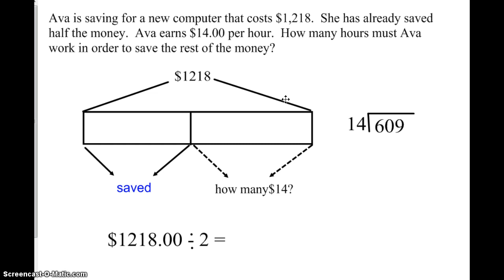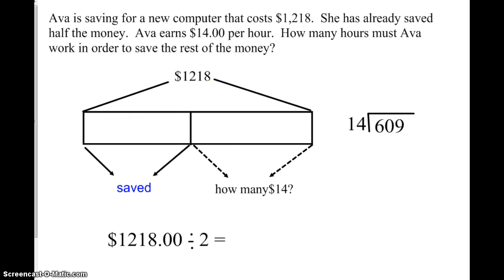So here we go. Ava is saving for a new computer that costs $1,218. She has already saved half the money. Ava earns $14 per hour. How many hours must Ava work in order to save the rest of the money? So here's our tape diagram. And as you can see, the total is $1,218.